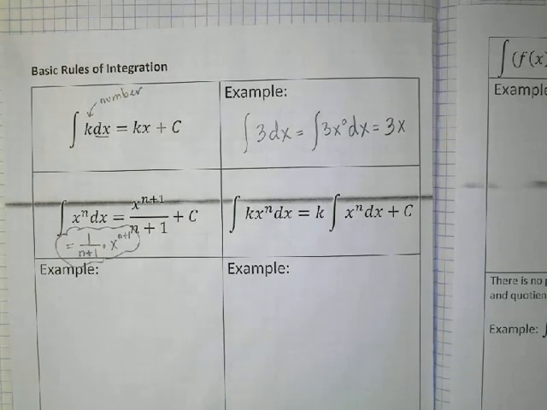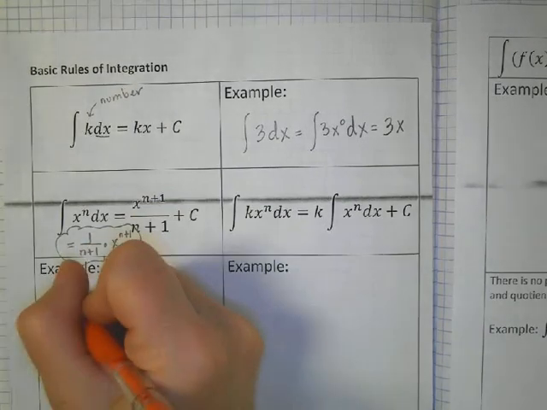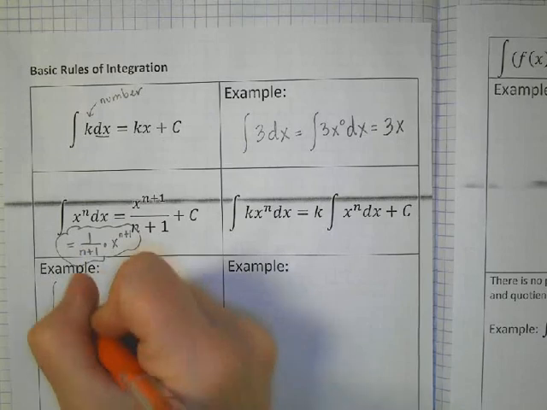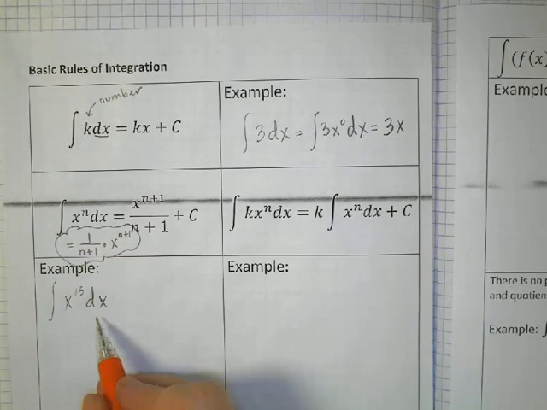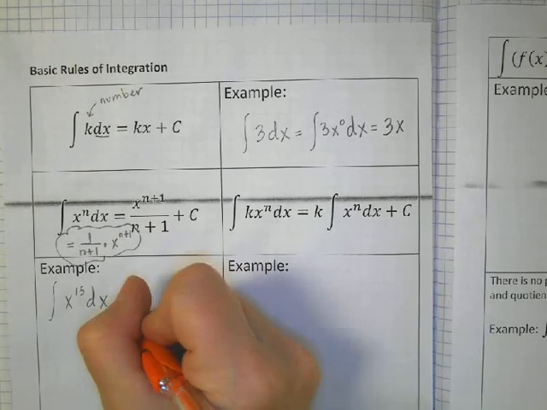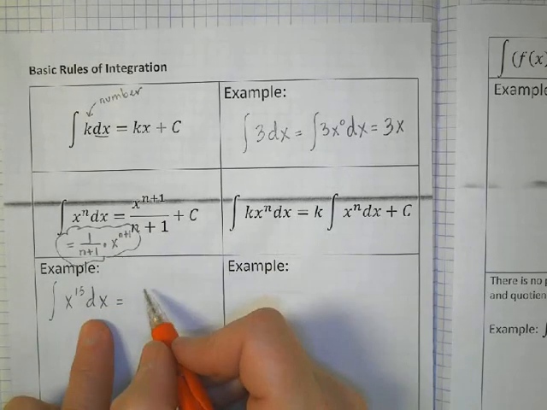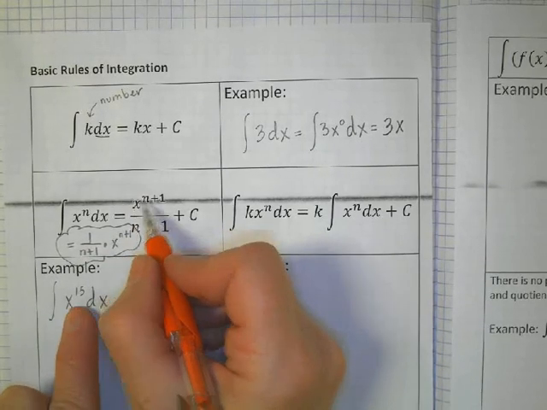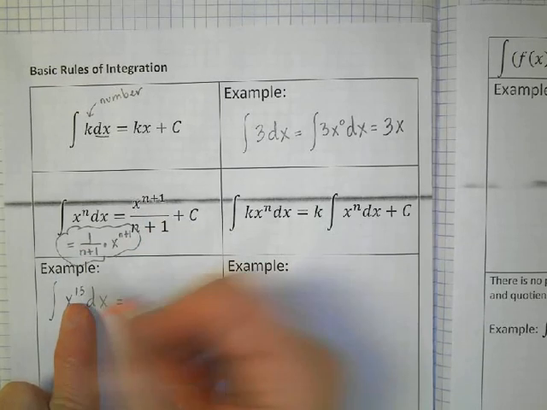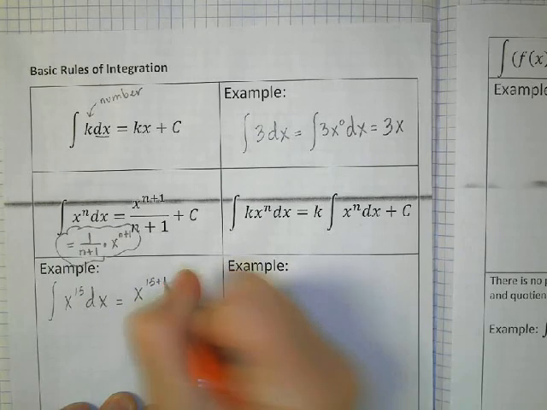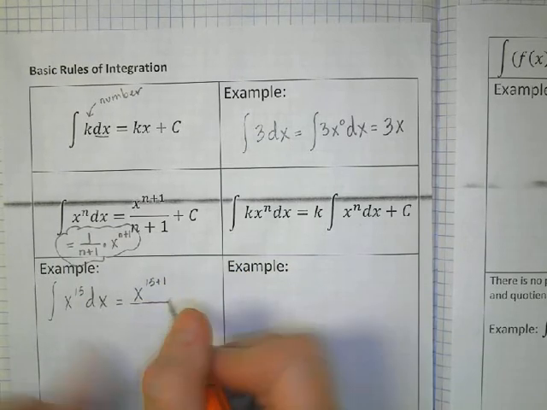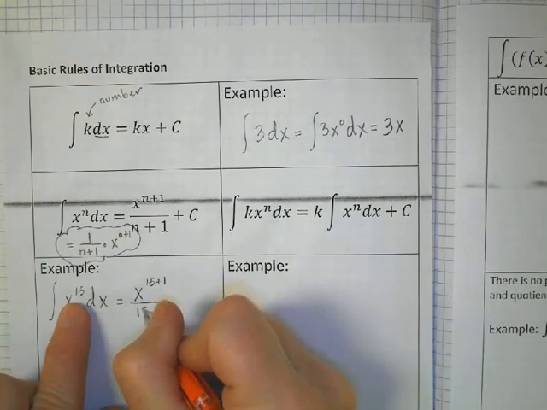Okay, so if we do an example, if we have x to the 15th dx, so I'm integrating with respect to x, I'm just going to use my little formula here. I'm going to have x to the n plus 1, so my n is 15, so I'm going to have x to the 15 plus 1 divided by n again is 15, plus 1.